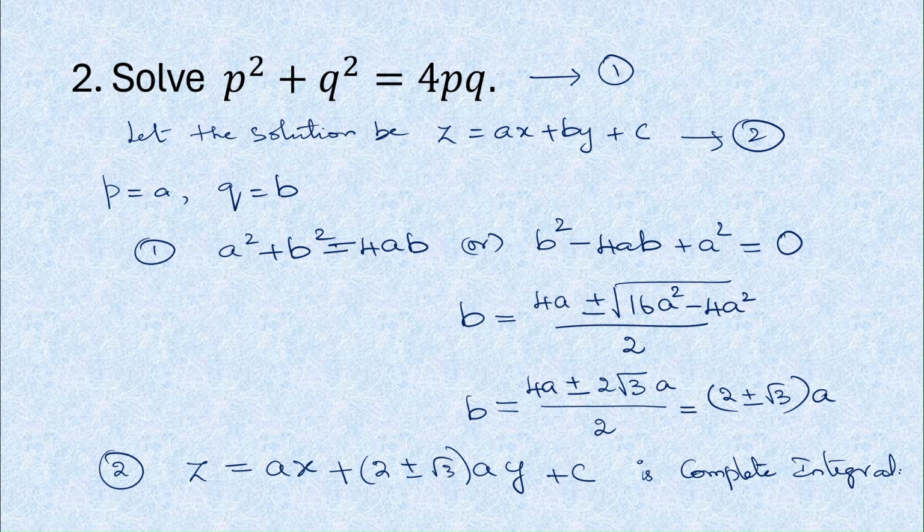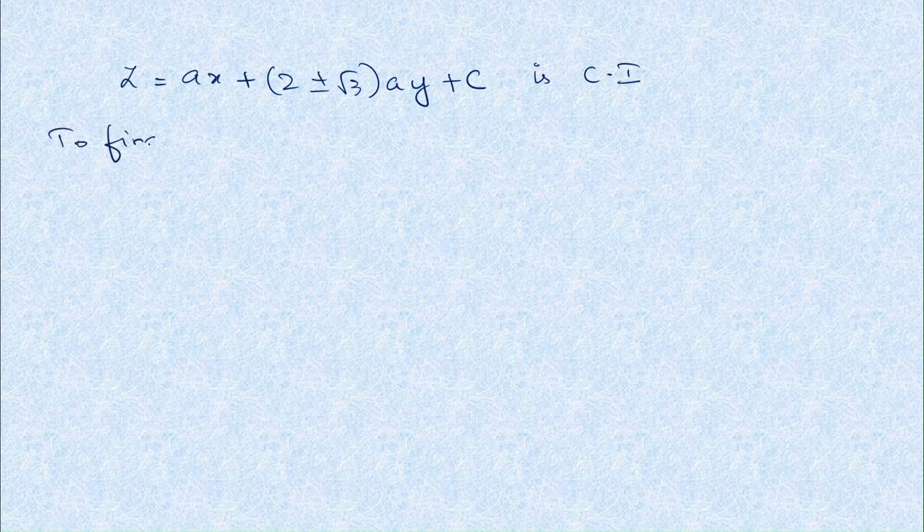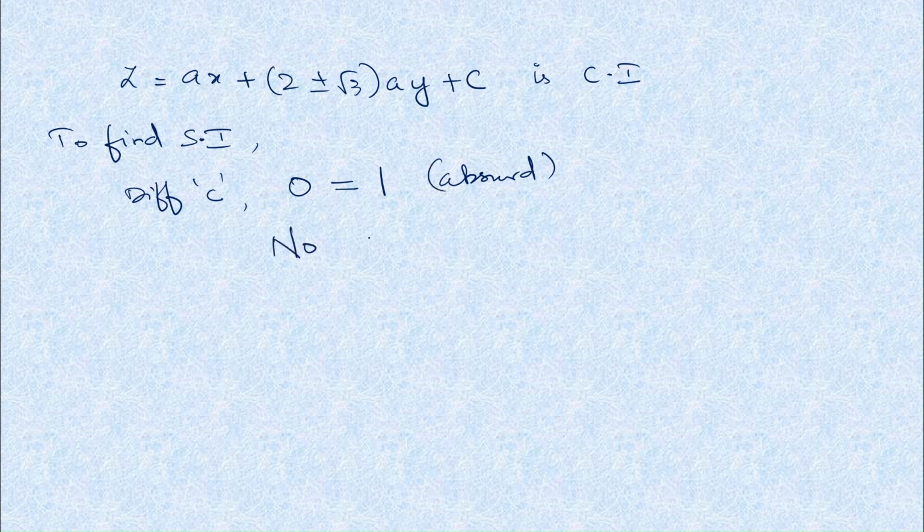Next again we have to find out the singular integral. So first let me write down what is the complete integral. This is the complete integral. Now to find the singular integral, as usual I told you, differentiating partially with respect to c, 0 is equal to 1, which is an absurd result, so that there exists no singular integral.